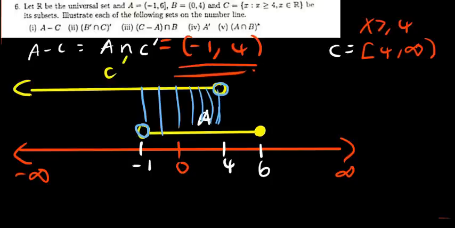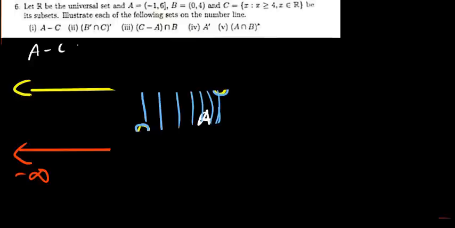Now try to do the same to solve part 2. So try to pause the video, solve the question, and then compare with the answer that I'm going to find. So I'll put my number line here. Again, from negative infinity to positive infinity, I'll put 0 in between.